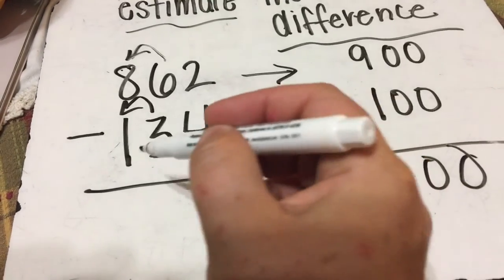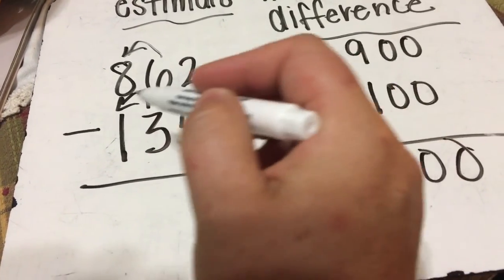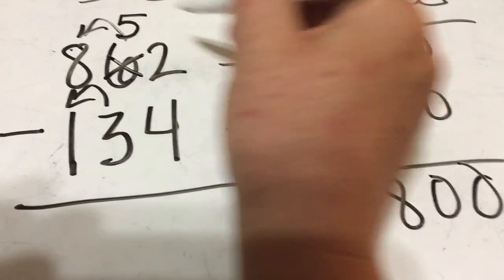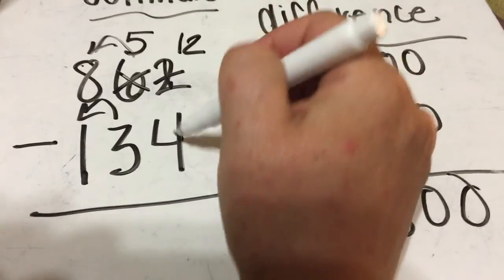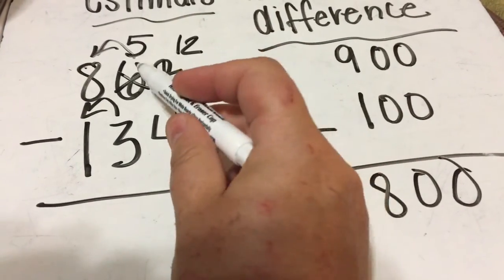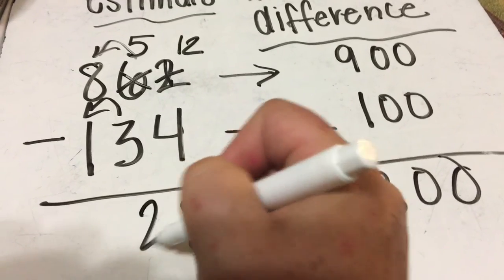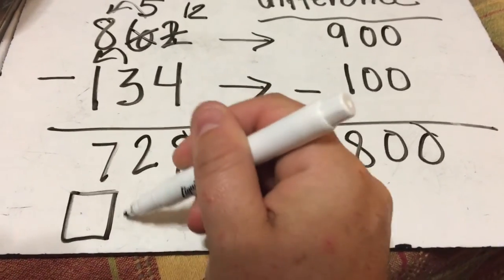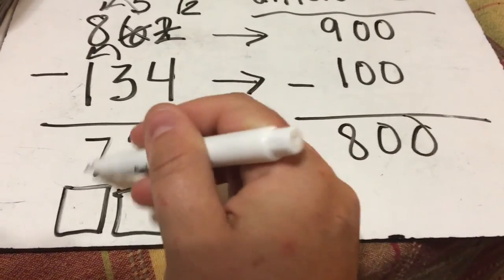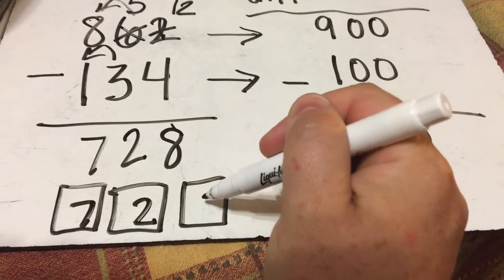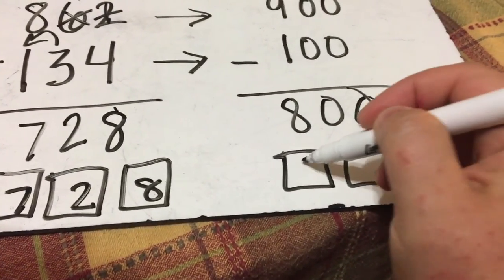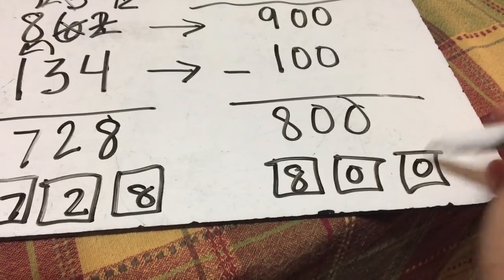Now we're going to go over here and you're going to be expected to subtract this out. And you're going to have to regroup. So this 6 becomes a 5, this 2 becomes 12. 12 minus 4 is 8, 5 minus 3 is 2, and 8 minus 1 is 7. 728. So again, on this one, you're going to have boxes on your screen and you're going to have to type 7, 2, 8. And on this screen, you're going to have to type in 8, 0, 0.